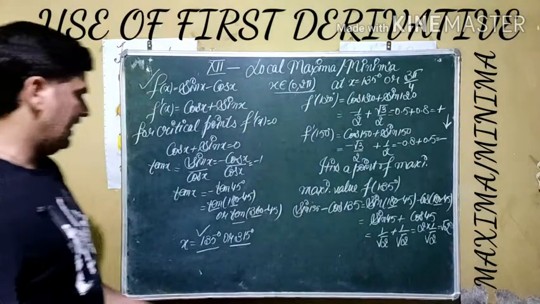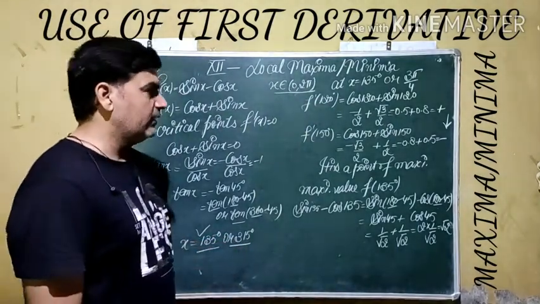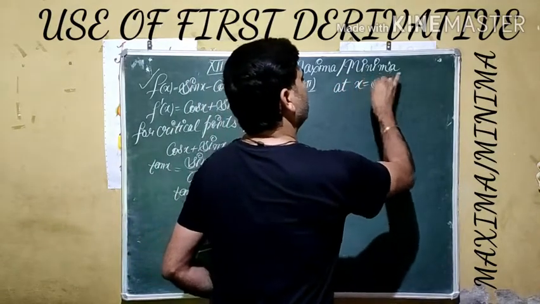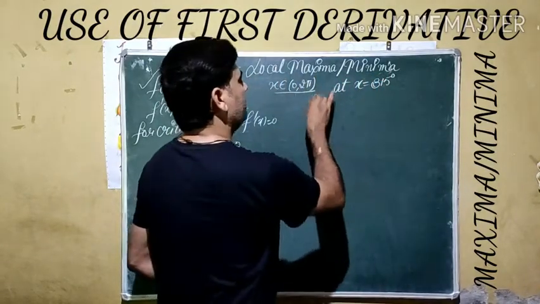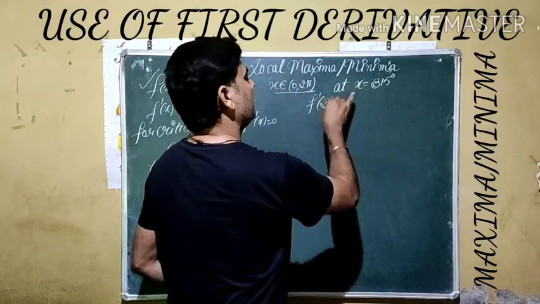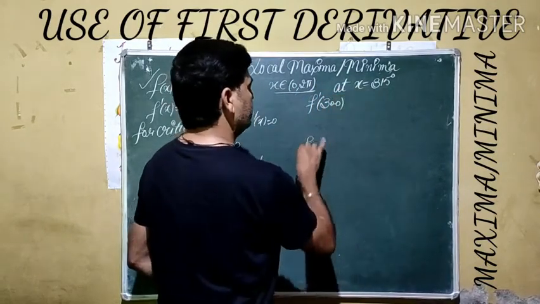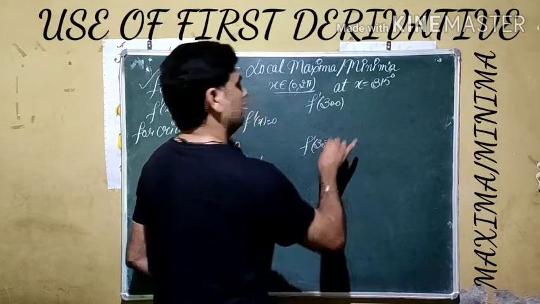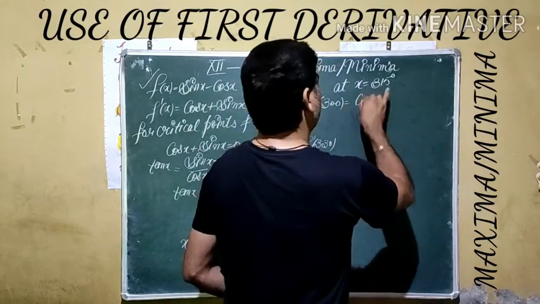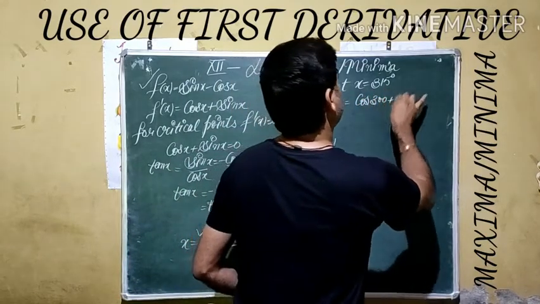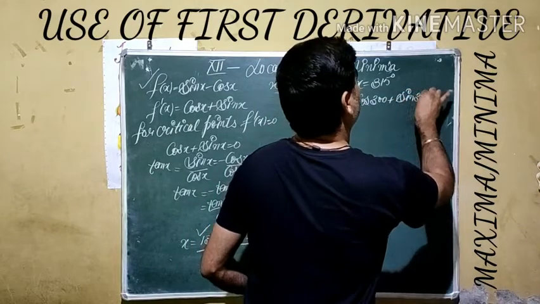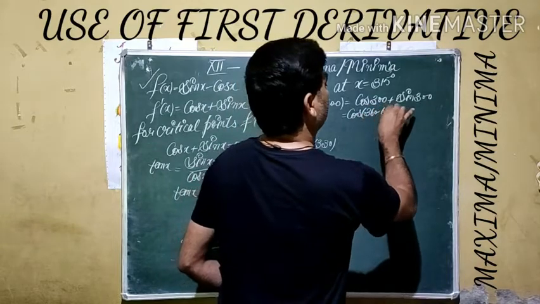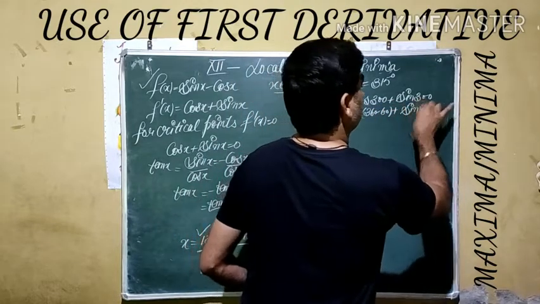Now we have to check the other testing point, that is 315 degree. The second testing point is at x is equal to 315 degree. First of all, we have to check the left hand side. We take 300 here, and on the right hand side we use 330. It becomes cos 300 plus sin 300. It can be written like this: cos 360 minus 60, and sin 360 minus 60.